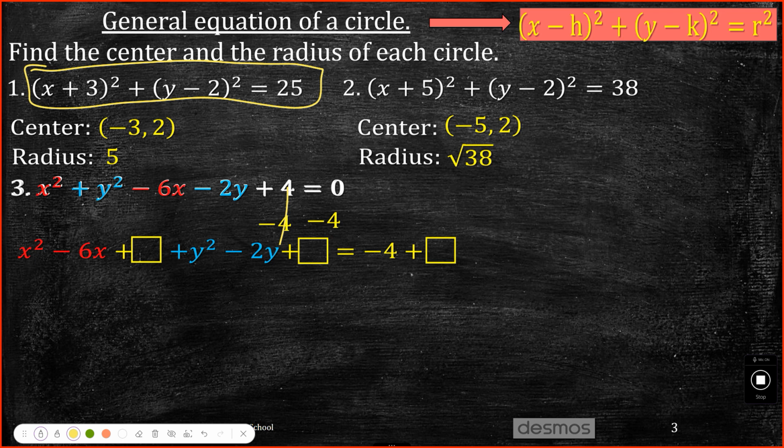And we're going to complete the square. Get the x's: x squared minus 6x, y squared minus 2y, and we're going to complete the square.